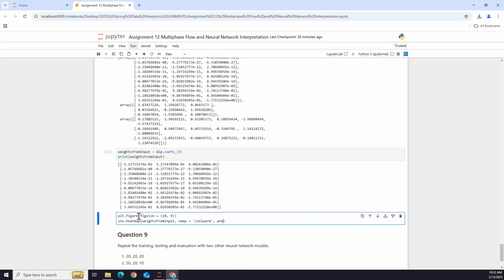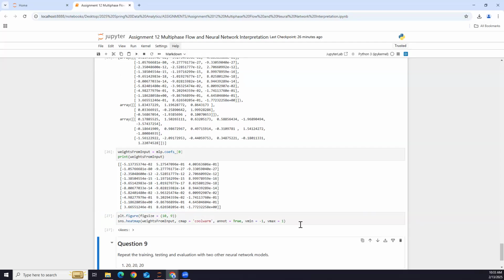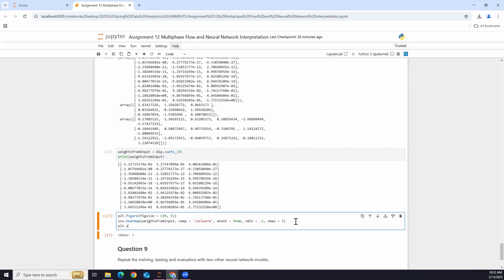I'm also going to make sure that I put the numbers on the heat map. And I'm going to choose a minimum value of, say, -1. We'll try it with minimum value of -1 and maximum value of +1 and see what we get. This should work, except that I need to change this into a code cell. And I need to say plt.show.